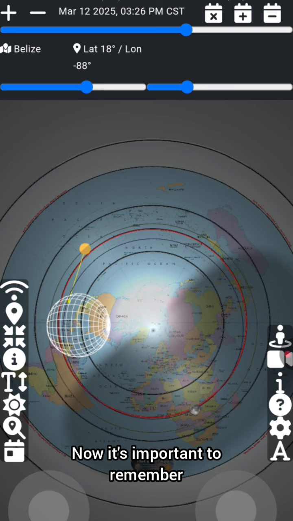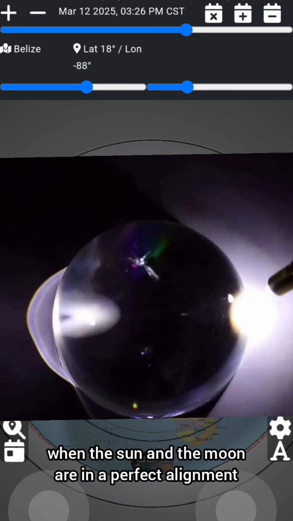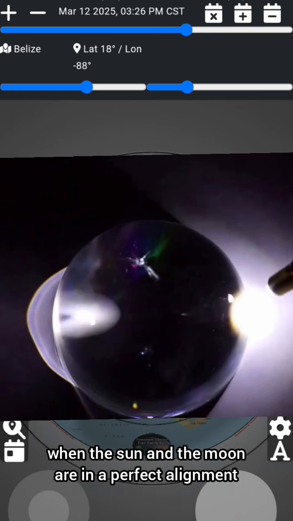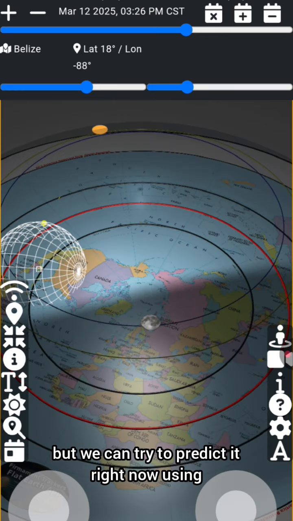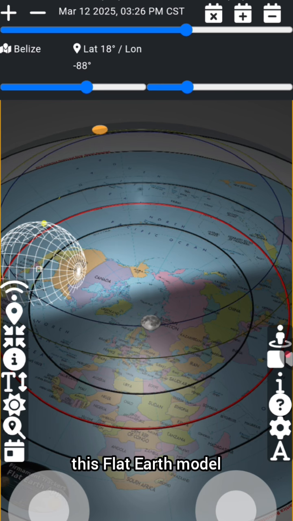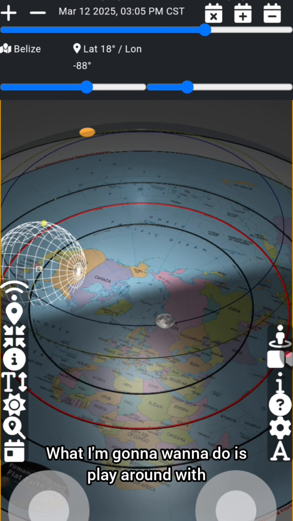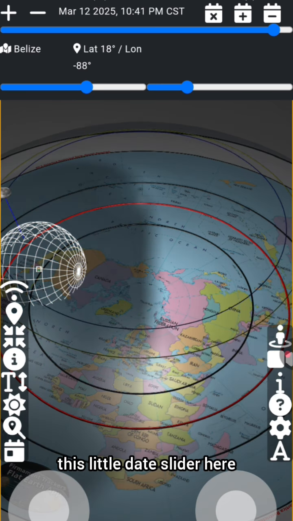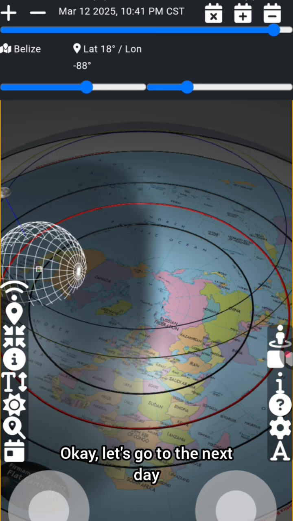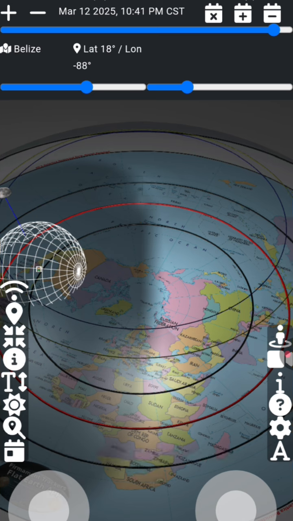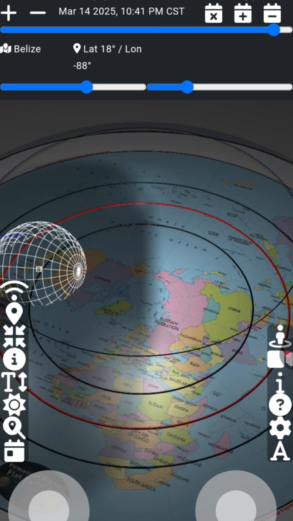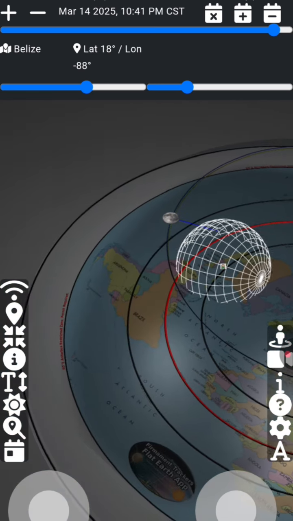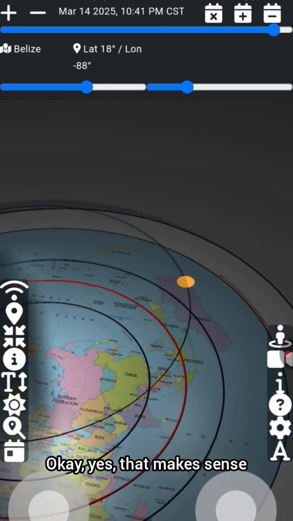Now, it's important to remember that this only happens exactly when the sun and the moon are in a perfect alignment. We don't know exactly when the lunar eclipse will be, but we can try to predict it right now using this flat Earth model. What I'm going to want to do is play around with this little date slider here. Okay, let's go to the next day. March 14th. Okay, yes, that makes sense.